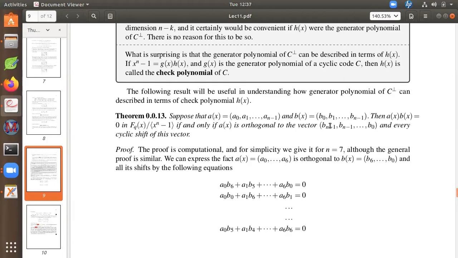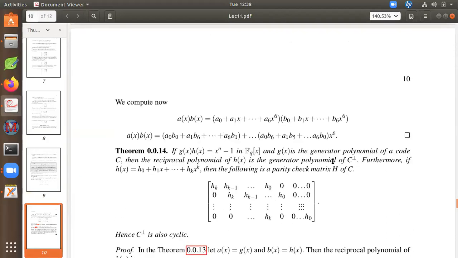So the product equal to 0 means that when you are doing modulo x power n minus 1, this is the same as that. This a0, a1 up to a(n-1) is orthogonal to this vector and its cyclic shifts. Yeah, that is the main purpose.